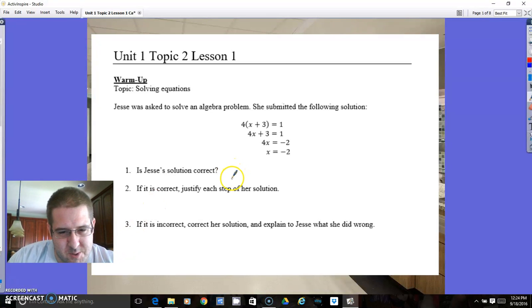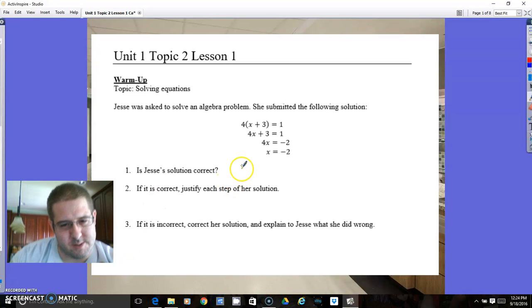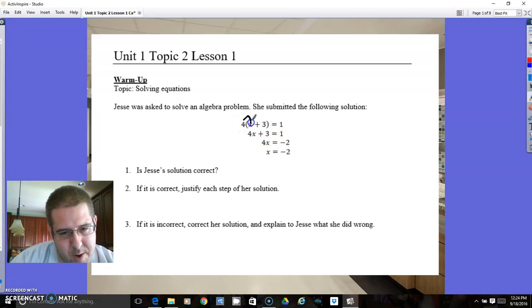All right, topic 2, lesson 1. This is about inequalities. Starts off with an equation for the warm-up. We're looking at the distributive property, 4 times x and 4 times 3.